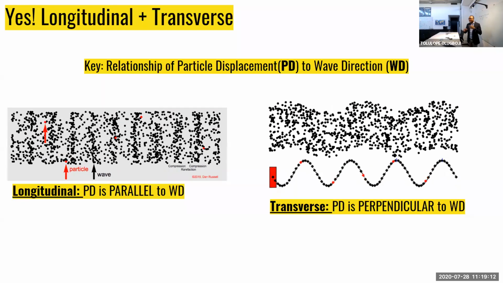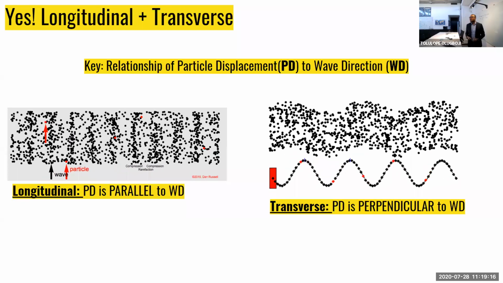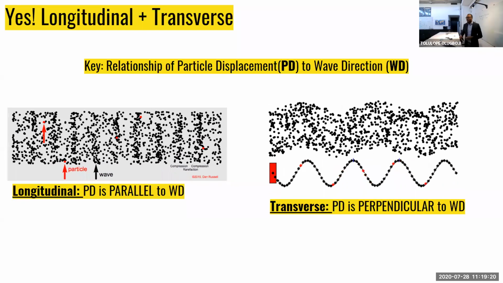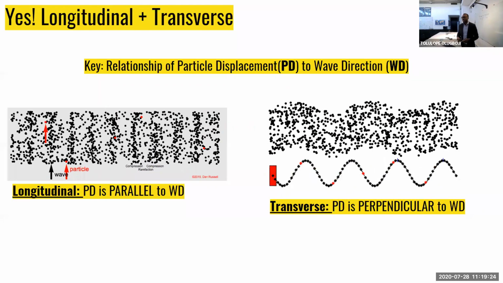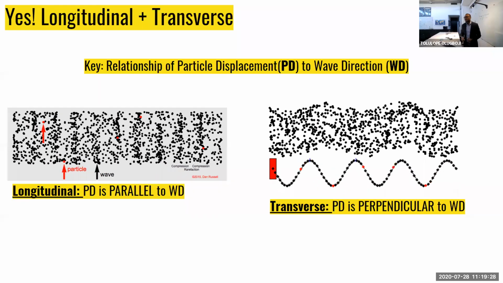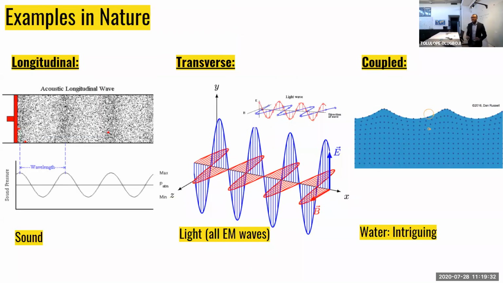We've essentially gotten this essence of wave polarization. And so in our case, we'll be asking: what is the direction of particle displacement? What's the direction of the wave motion, so the wave vector? And how do these two relate? So I'm going to give you examples in nature.